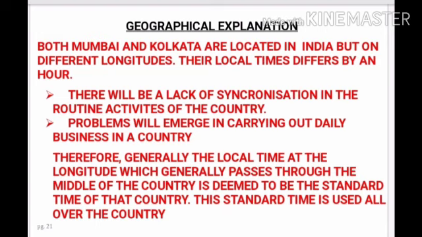Therefore, generally the local time at the longitude, which generally passes through the middle of the country, is deemed to be the standard time of that country. This standard time is used all over the country. Did you understand, my children? Standard time means the longitude of the center of the country. That time will be used for the whole country, because in one country all the places may have different time. So one particular standard time is used for the whole country.